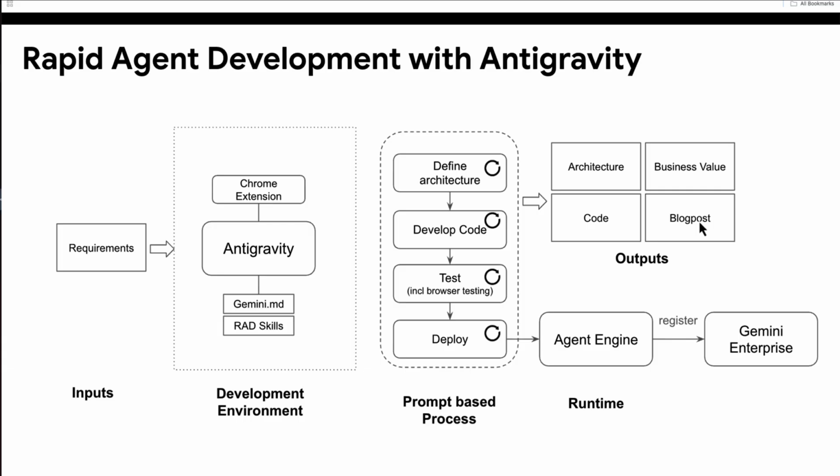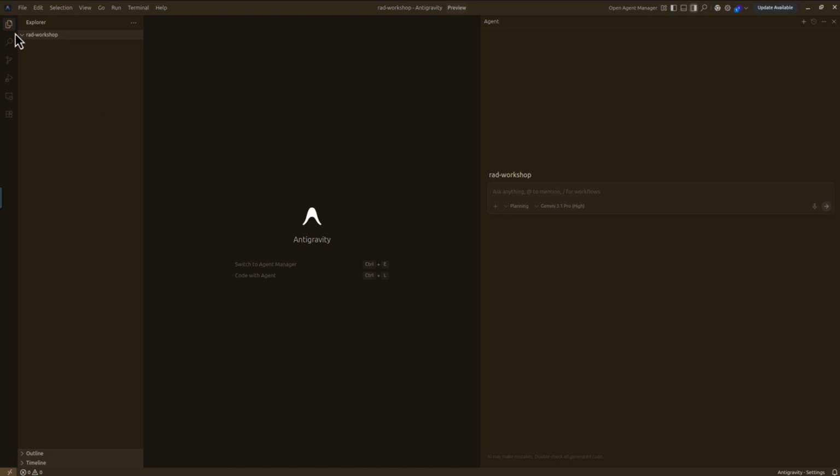So basically this is a complete hands-off approach, all formalizing the vibe coding. Just by talking to Antigravity in English, we can build agents very fast. So let us jump right in. This is Antigravity. Once you install it, let's now install the Rapid Agent Developer Skills.